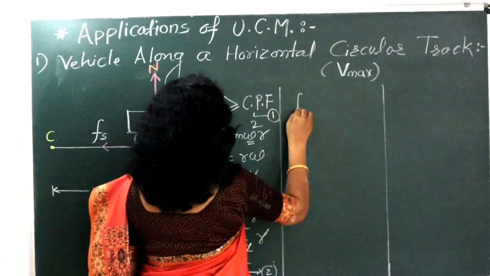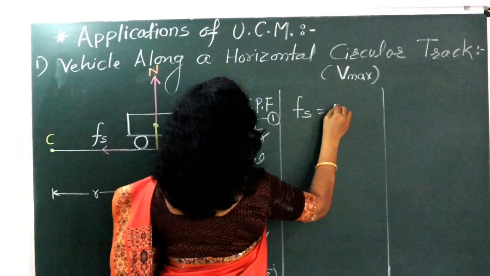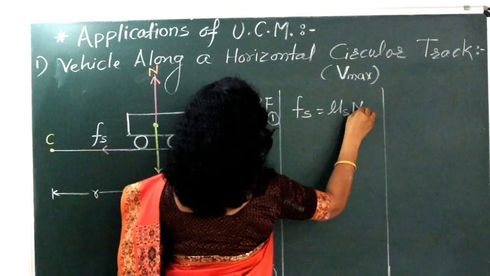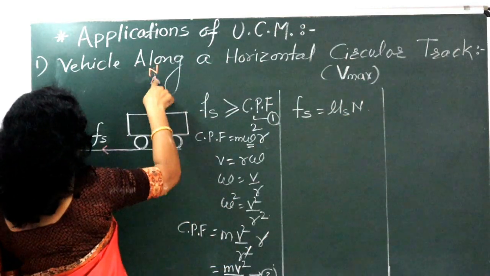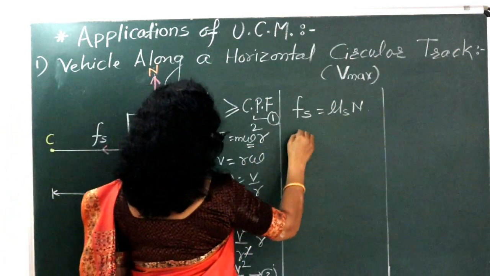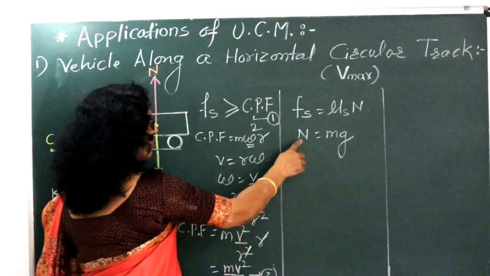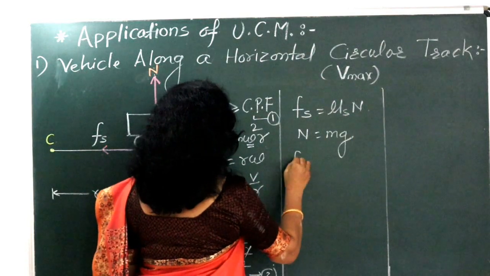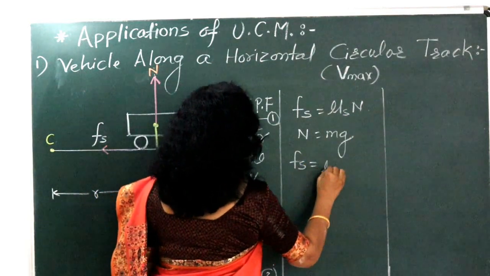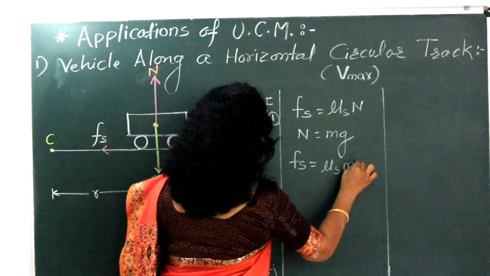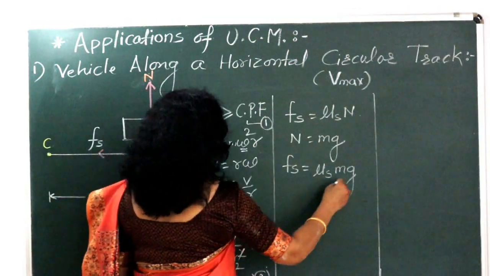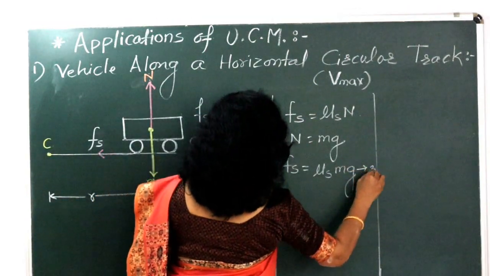Now you know that force of static friction equal to mu s into N. From the figure, normal reaction equal to the weight mg. Substitute this value of normal reaction in this relation, that is force of static friction equal to mu s into m into g. This is equation number 3.